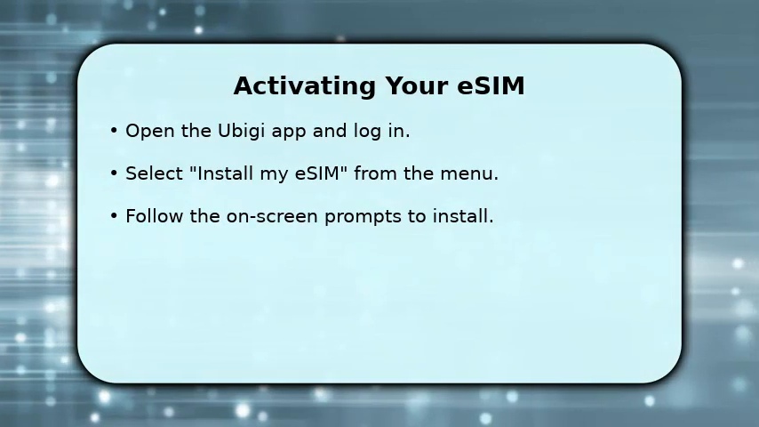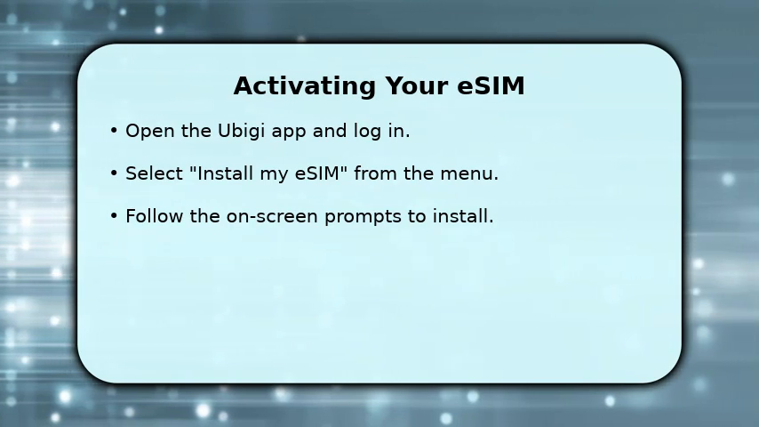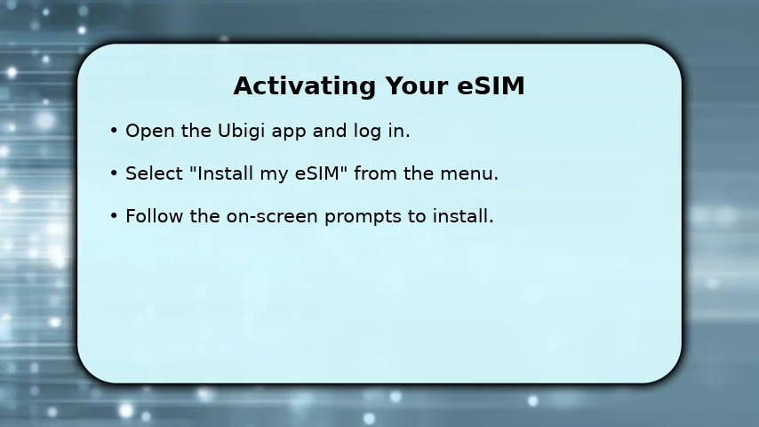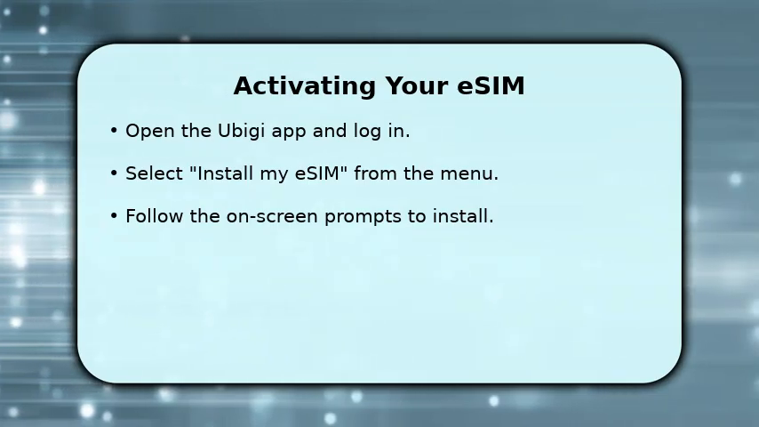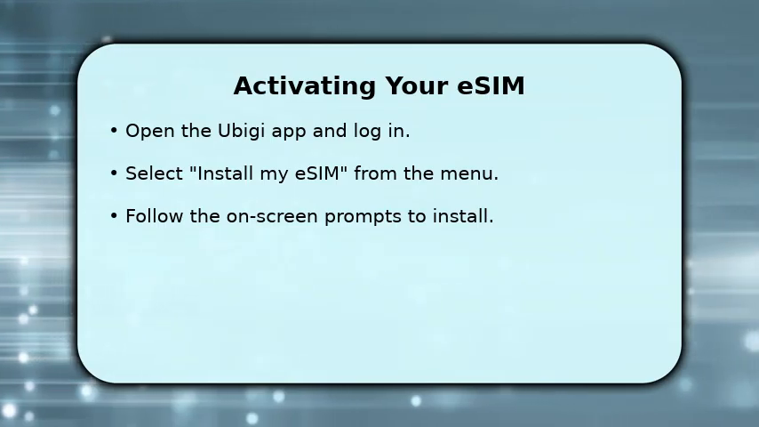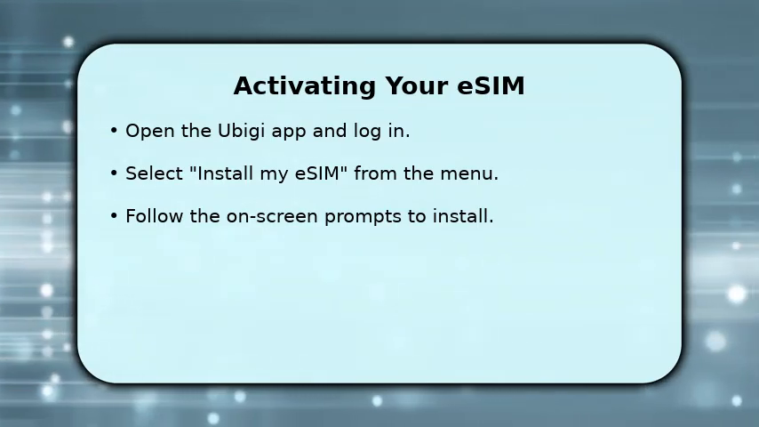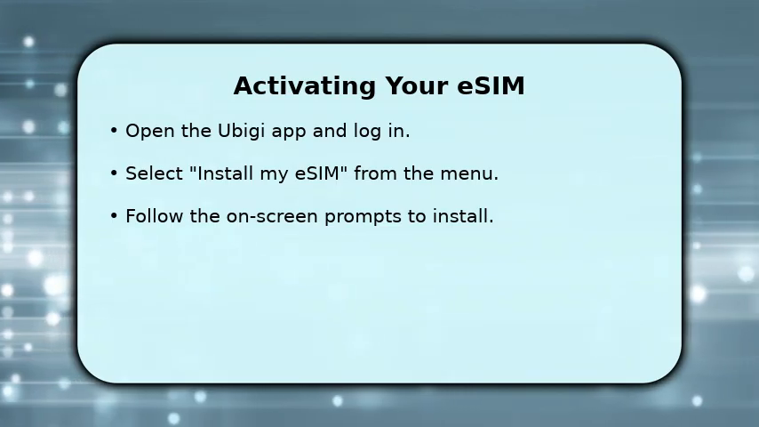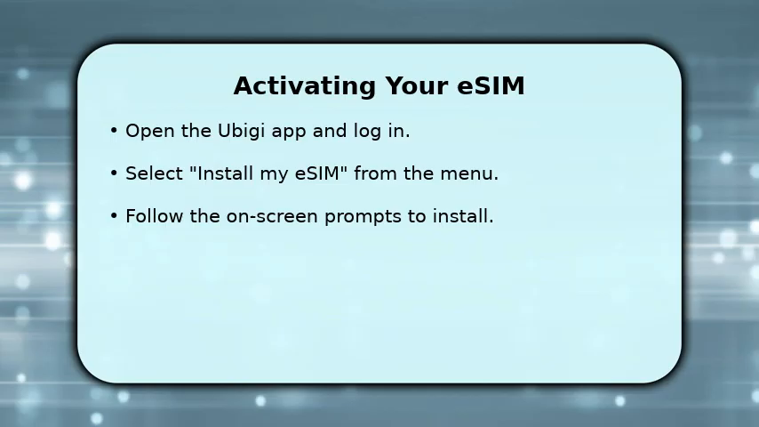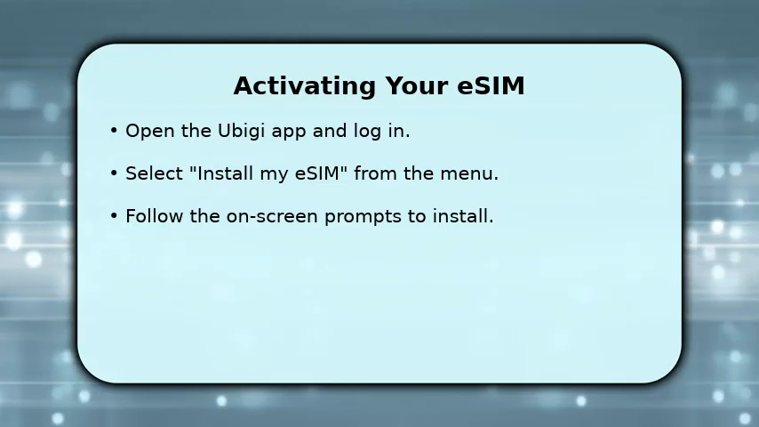Now that you have an account, it's time to activate your eSIM. Open the Ubiquiti app and log in with your new credentials. Navigate to the main menu and select the option to Install My eSIM. The app will then guide you through a few simple on-screen prompts to complete the installation process. This digital setup replaces physical SIM cards, making it incredibly convenient for travelers.